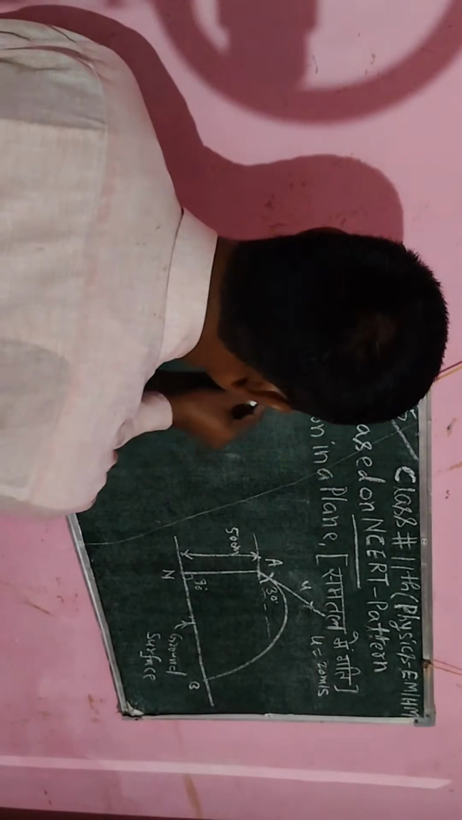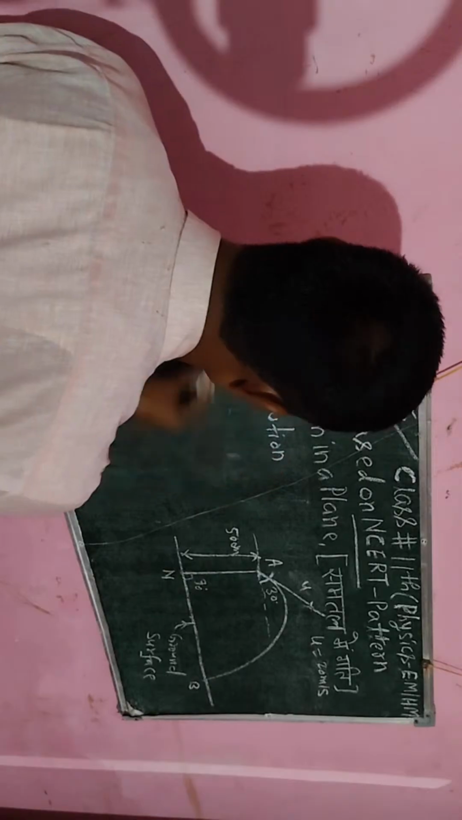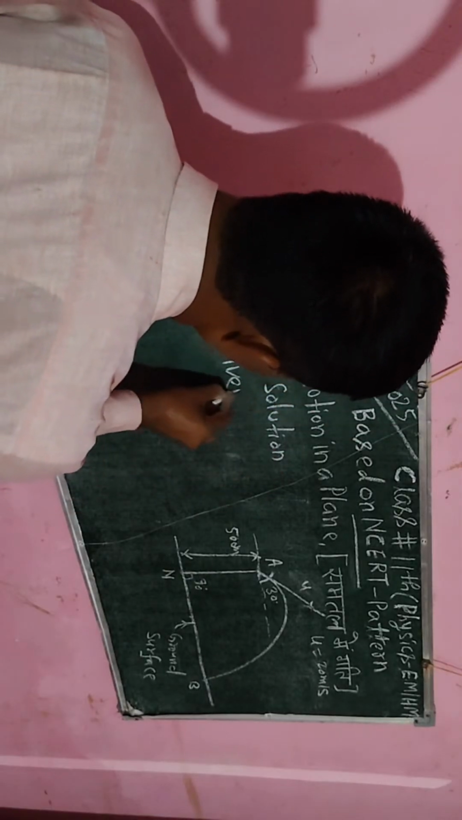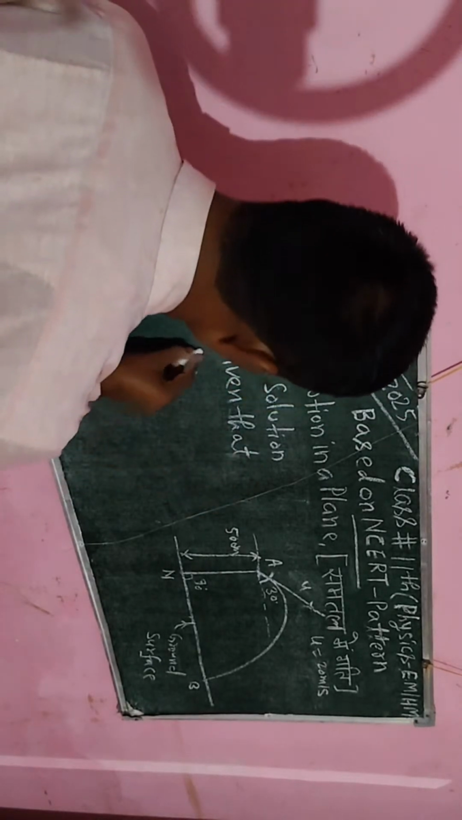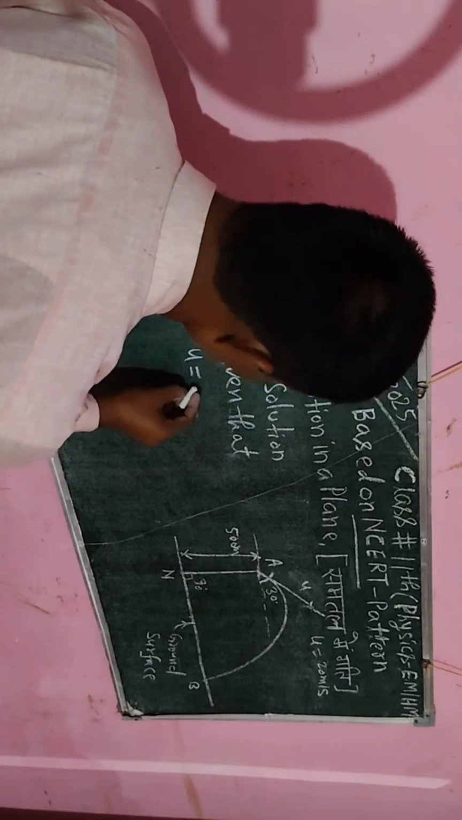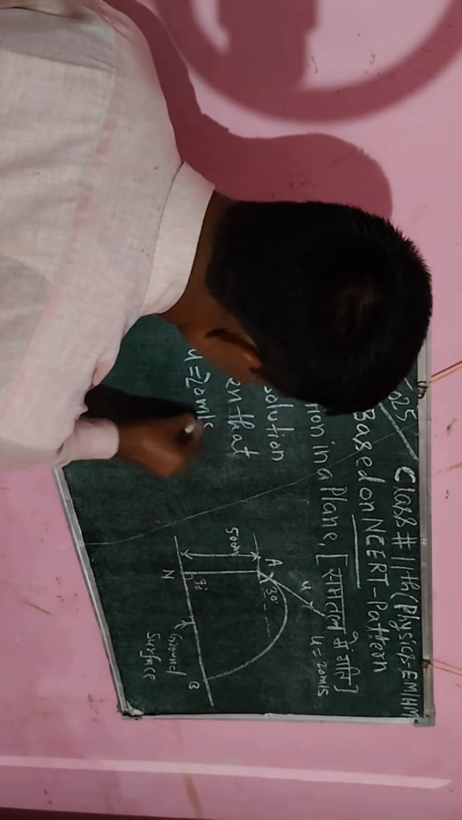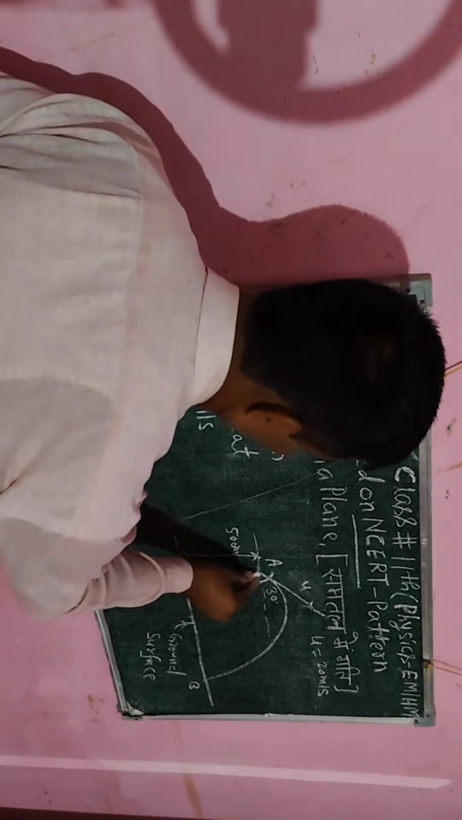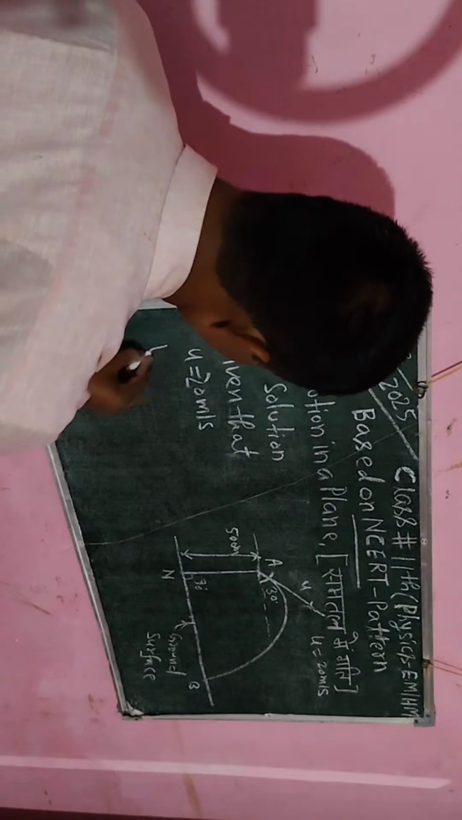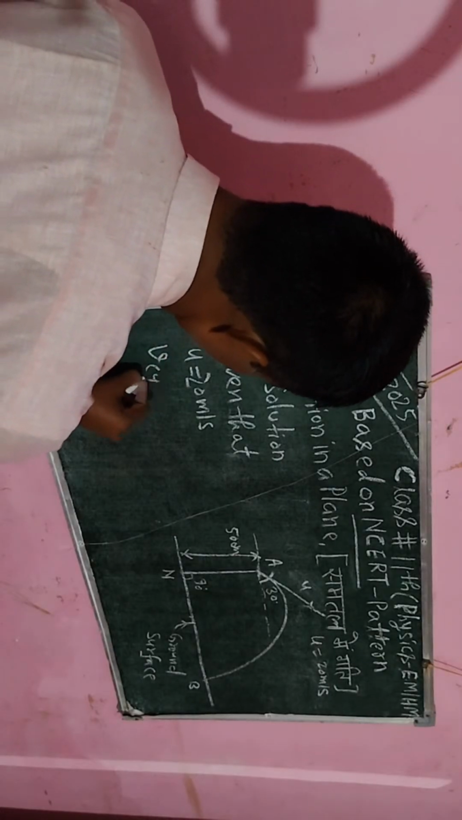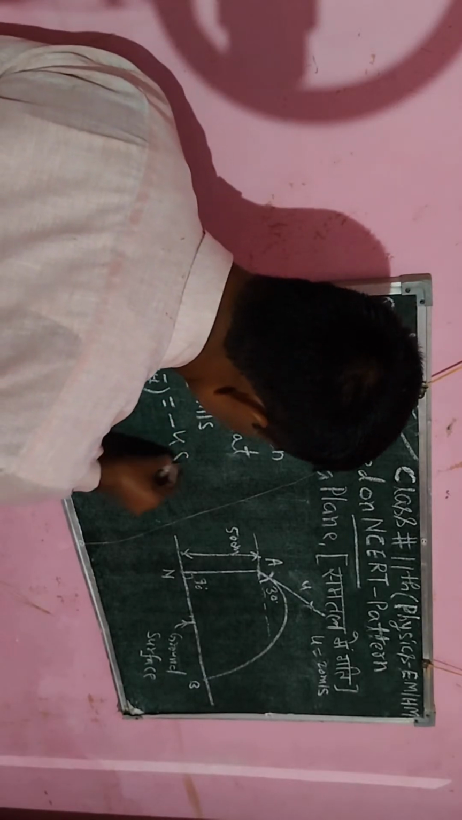Now I will write the solution first, and then I will write the given information from the question properly. So the velocity is given here as 20 meter per second. Now the object is moving downward, not upward. So I will say the velocity along the negative y-axis will be minus u sin theta.